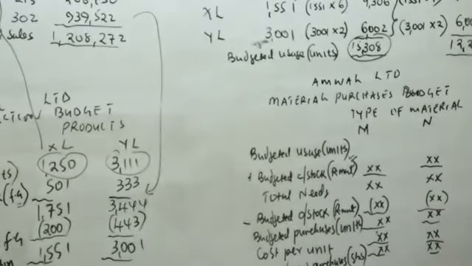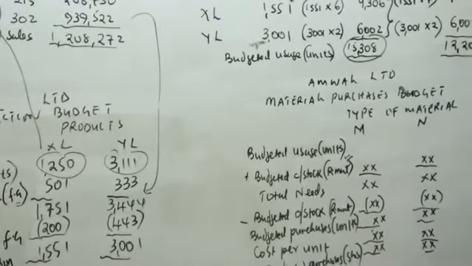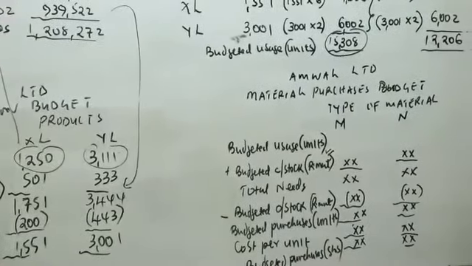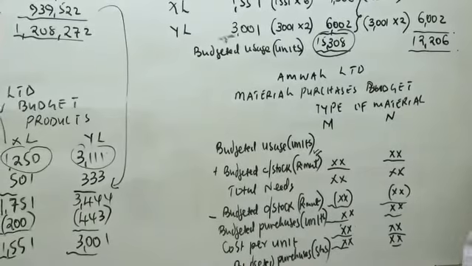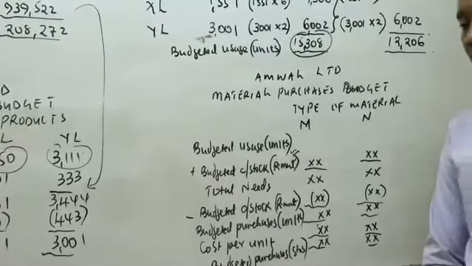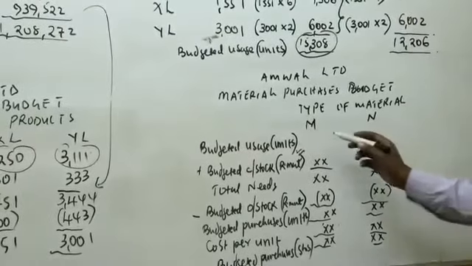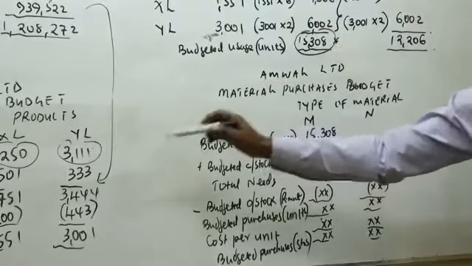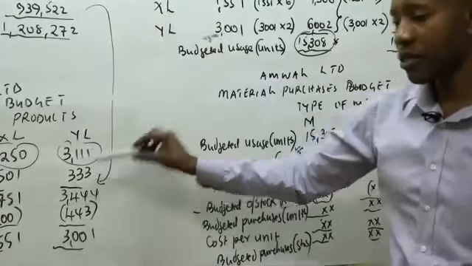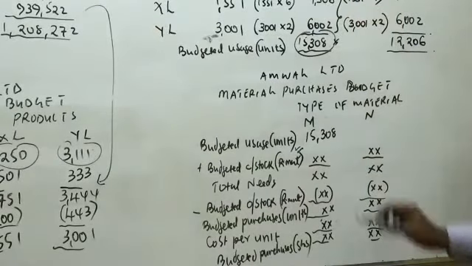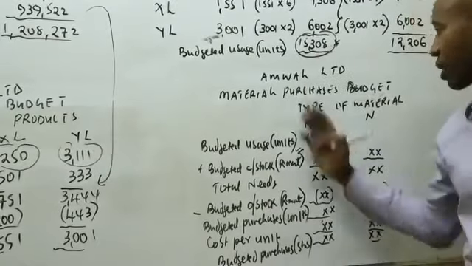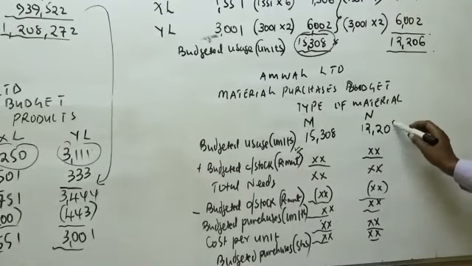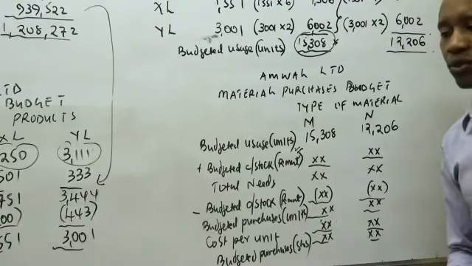So start with budgeted usage in units. What is your budgeted usage for material M? Somebody, you can see that figure somewhere. Budgeted usage in terms of units. Okay, somebody says 15,308. So we put here 15,308. Now these budgets are so connected. This one is connected to this one connected to this one connected to this one. It's very deliberate to arrange them like this. And then next we have 12,206.